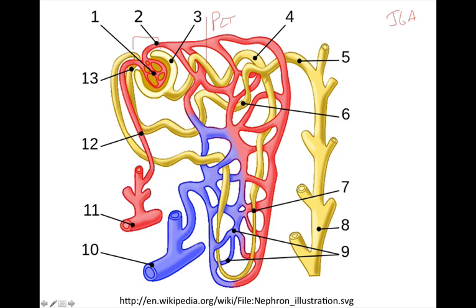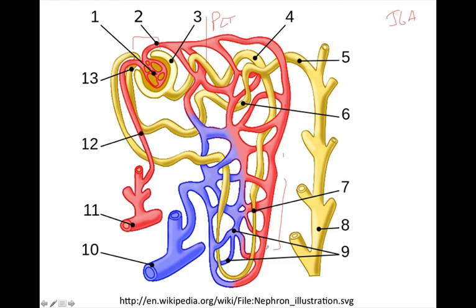And then the proximal convoluted tubule will eventually descend down into the renal medulla, the renal pyramids, and form what's called the thick and thin descending loops, the actual loop of Henle itself, and then the thin and thick ascending loops. And cumulatively, we call all of this the nephron loop.